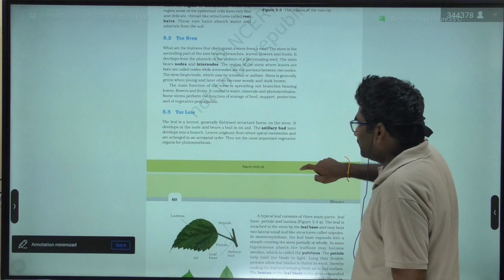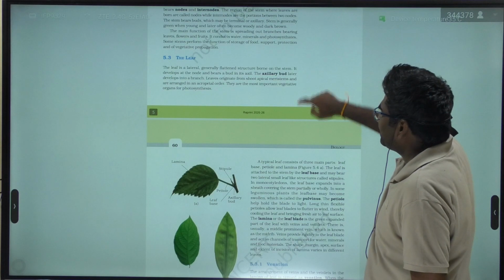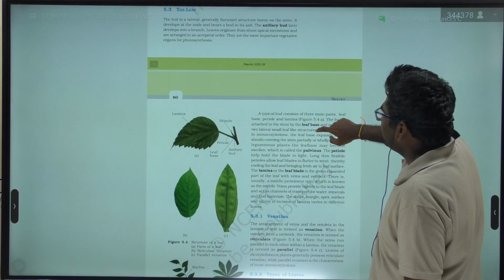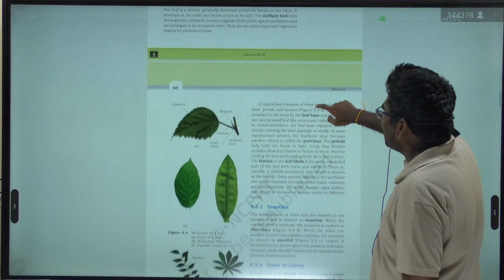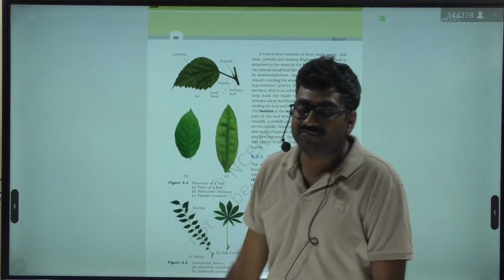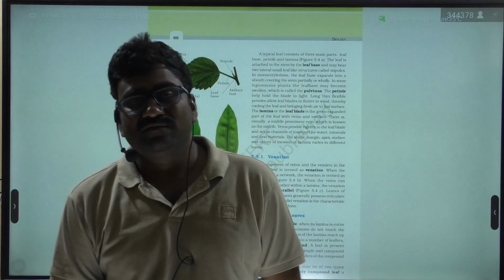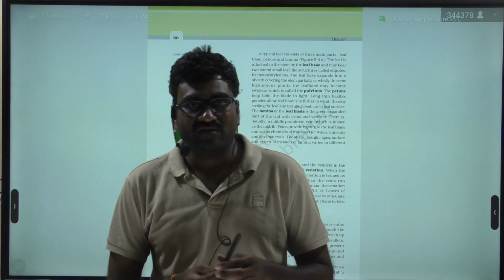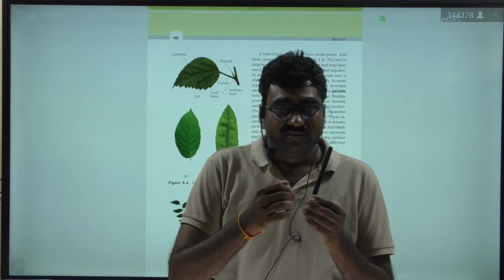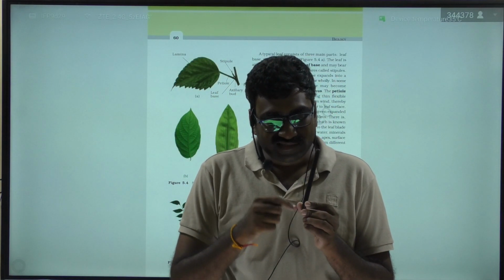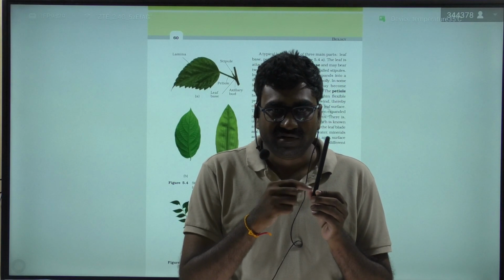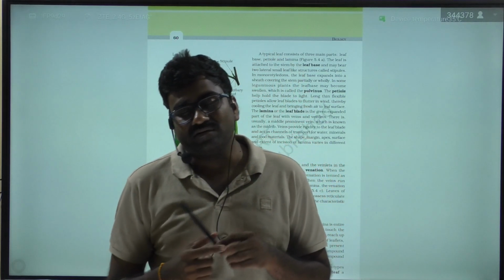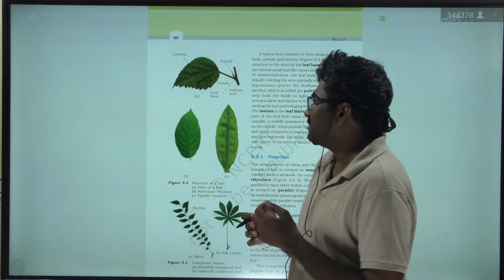The leaves originate from the shoot apical meristem from the region of a plumule, and they are the most important vegetative organs of photosynthesis. The leaves are usually arranged in acropetal order. Acropetal order means that initially the leaves are borne at the base of the stem and then towards the apex. That is known as the acropetal succession or acropetal order.